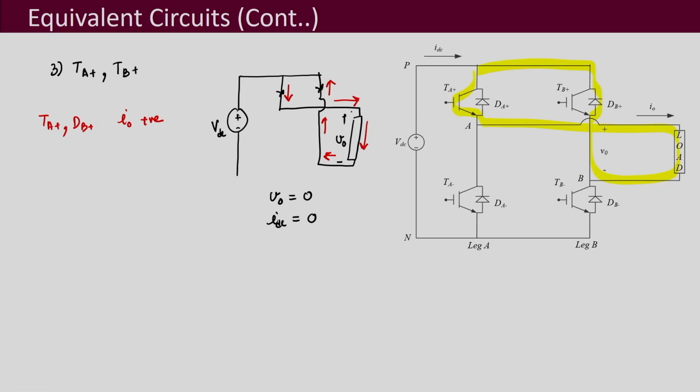and when IO is negative, that means it is flowing in the opposite direction. It flows like this, it will be coming over here. So, then what we observe is that it is TB plus and the diode DA plus which are going to conduct. So, DA plus and TB plus are conducting when IO is negative, direction of current is negative, and the blocking voltage remains the same for non-conducting devices, which is equal to VDC in this case also.